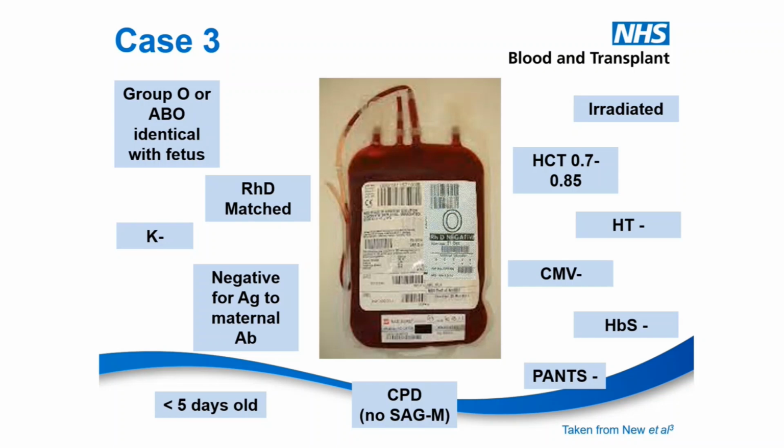So, yeah, thank you for the interactive element. So we've got on our list group O or ABO identical with fetus. We've got RHD matched, K neg. So why do we say RHD matched and not RHD neg? Just out of interest, does anybody know?